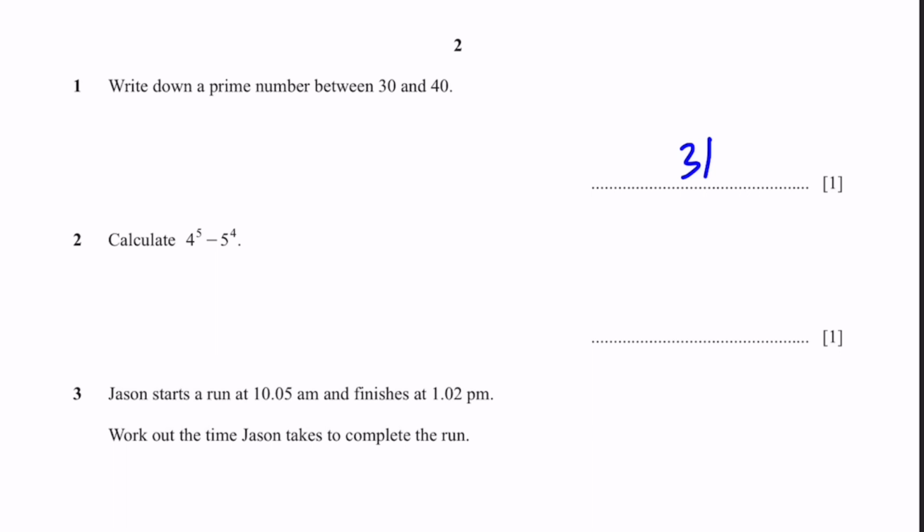Question 2. Calculate 4 to the power of 5 minus 5 to the power of 4. 4 to the power of 5 is 1024, while 5 to the power of 4 is 625. And when we subtract it, we get 399.